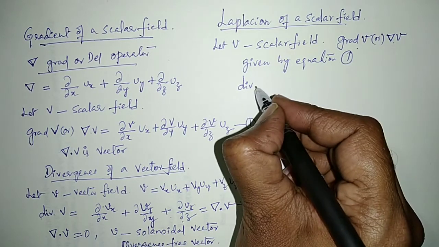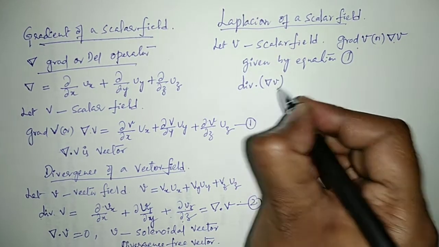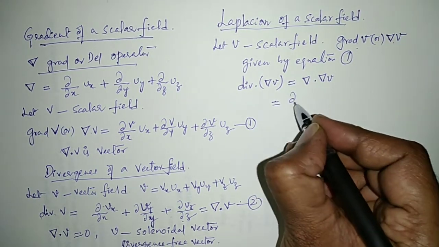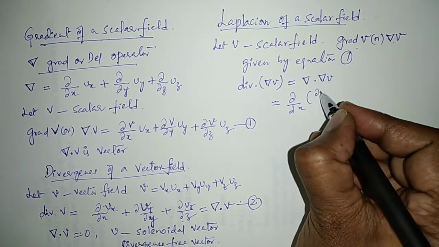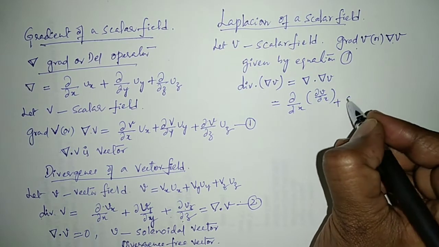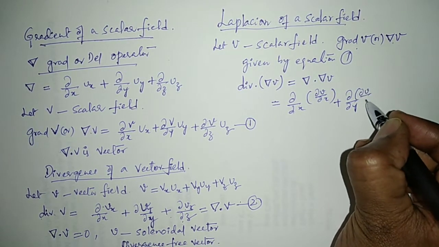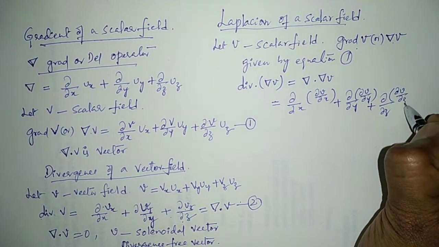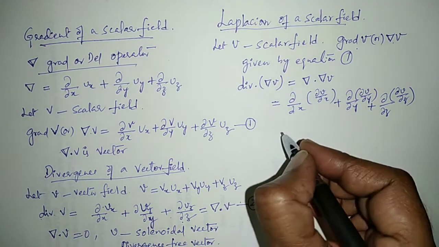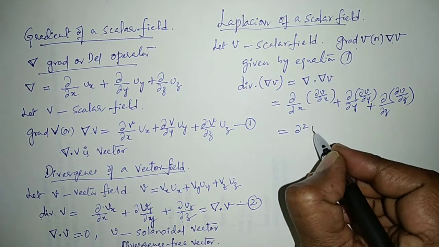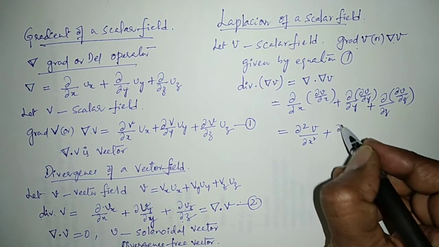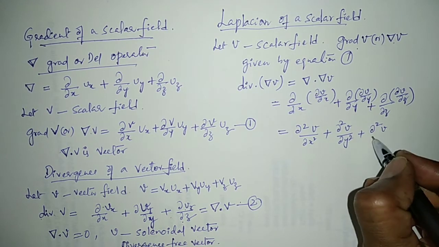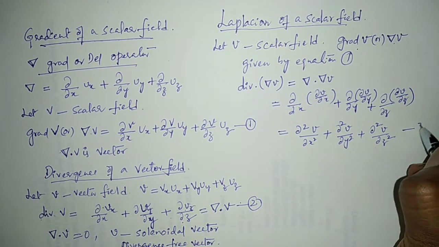Divergence of gradient V, which is nothing but del dot del V, equals dou by dou x of dou V by dou x plus dou by dou y of dou V by dou y plus dou by dou z of dou V by dou z, which is nothing but dou square V by dou x square plus dou square V by dou y square plus dou square V by dou z square. Let this be equation number 3.